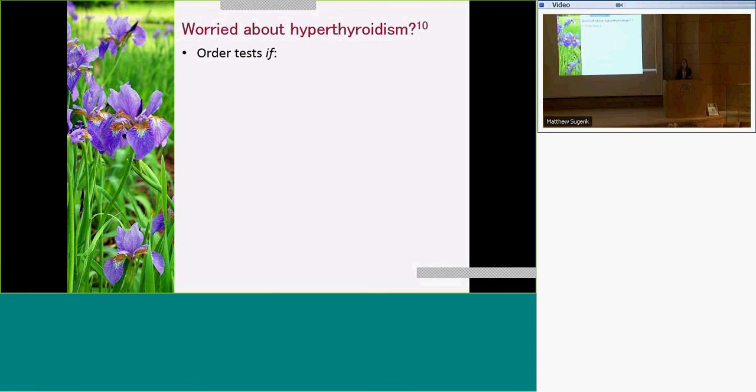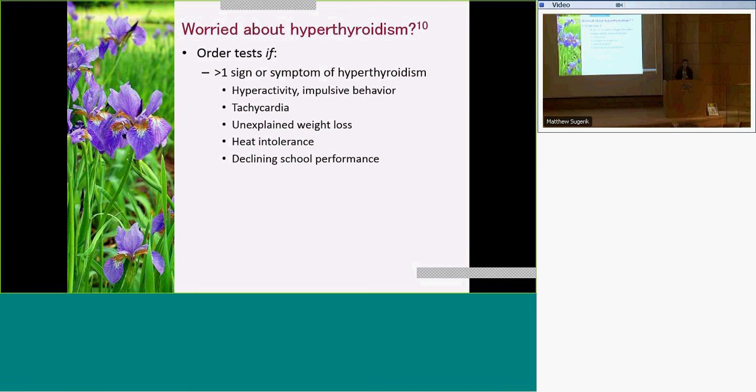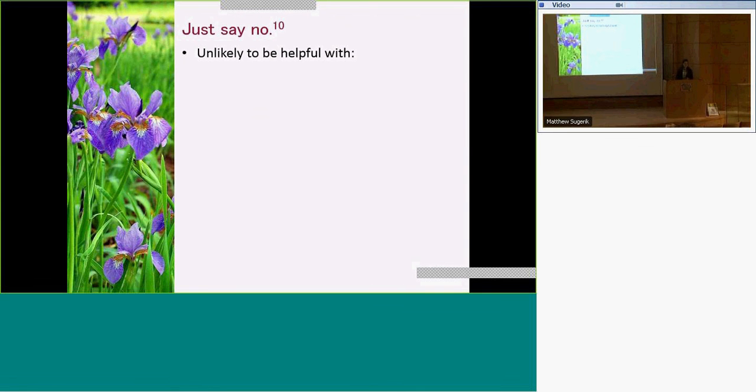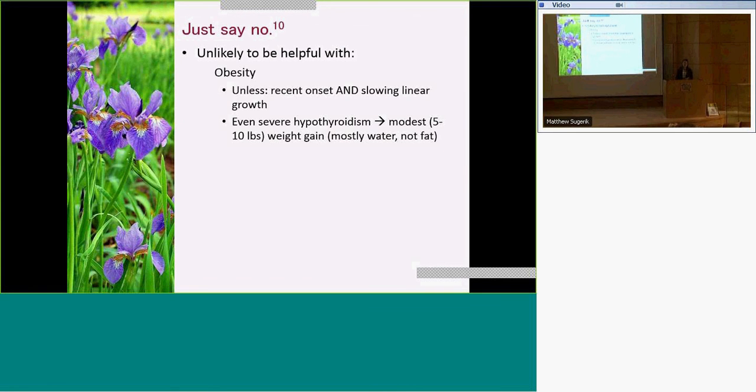The opposite, if you're worried about hyperthyroidism, the rule is still the same. So you need to have more than one symptom. So they're hyperactive, they're impulsive, and they are tachycardic or they're losing weight, heat intolerant, school performance. So the flip side of blaming the thyroid for weight gain is trying to blame the thyroid for the kid who just won't sit still in class. It's very unlikely to be helpful just for isolated obesity, unless it's new and, again, the linear growth is also involved. Even severe hypothyroidism doesn't cause that much weight gain, and it's mostly water, not fat.